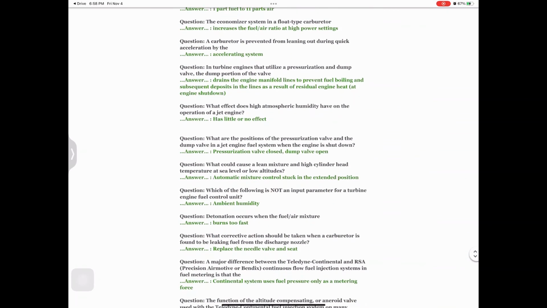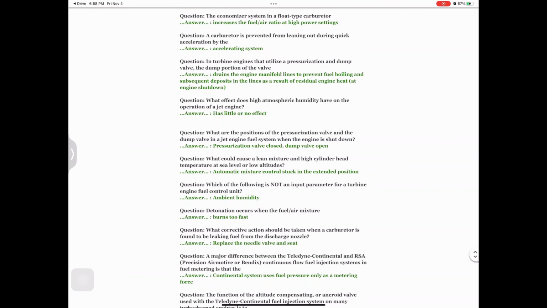Question: The economizer system in a float-type carburetor, answer, increases the fuel-air ratio at high power settings. Question: A carburetor is prevented from leaning out during quick acceleration by the, answer, accelerating system.